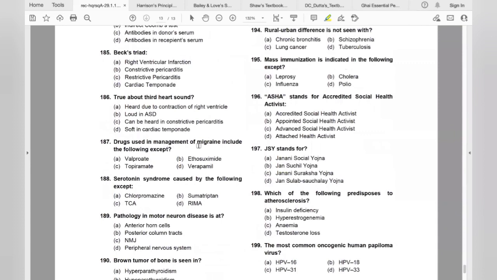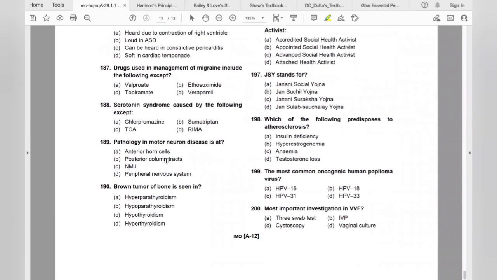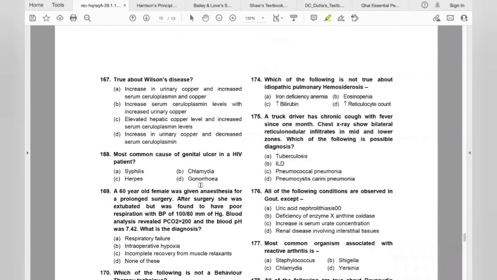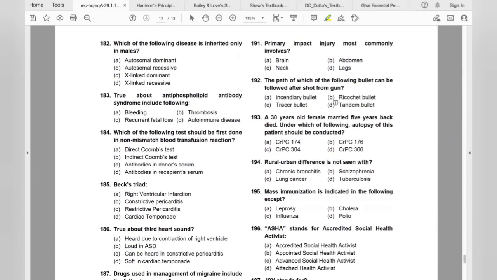Drug used in management of migraine includes all of the following except. So answer is ethosuximide. Serotonin syndrome caused by the following except chlorpromazine. Pathology in motor neuron disease is at anterior horn cells. Brown tumor of bone is seen in hyperparathyroidism. Primary impact injury most commonly involves legs. The path of which following bullet can be followed after shot from gun is tracer bullet.